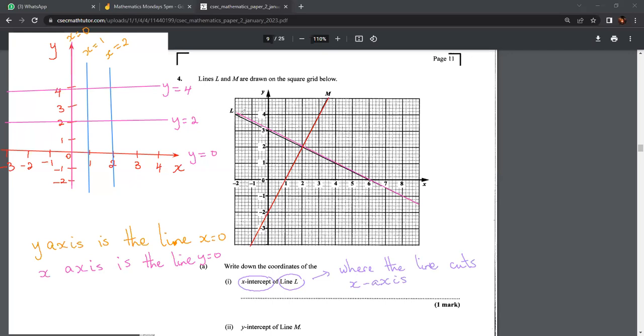So let's look at your line L. The line L is in pink. Where is it cutting the line? It's cutting the line here. Now they want the coordinates. When they say coordinates, it means they want the x and the y value. If you don't give them that and you just say x is 6, you lose the mark because you didn't give them what they asked.